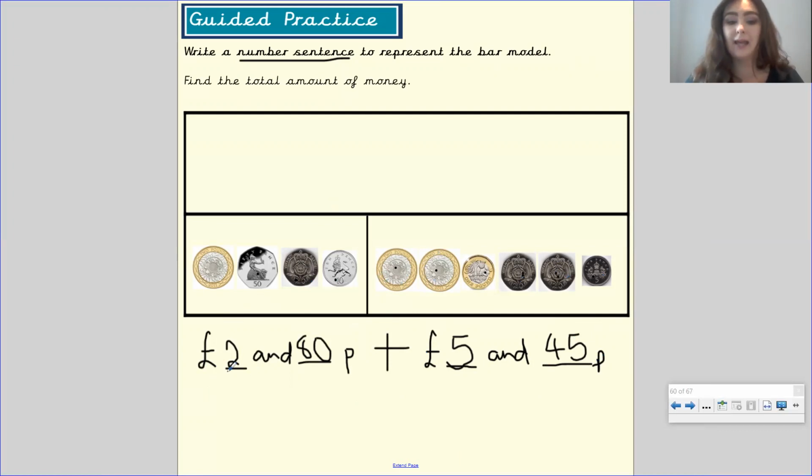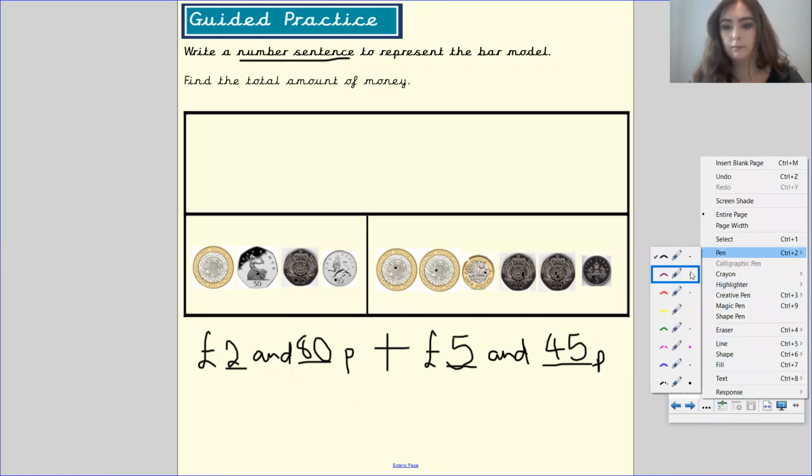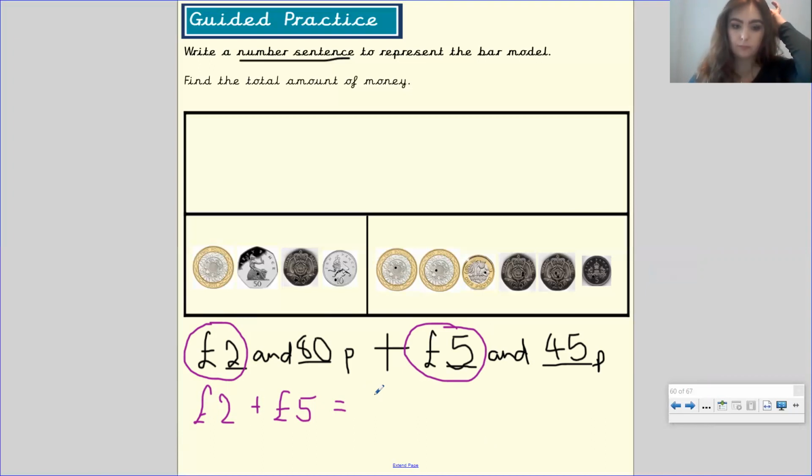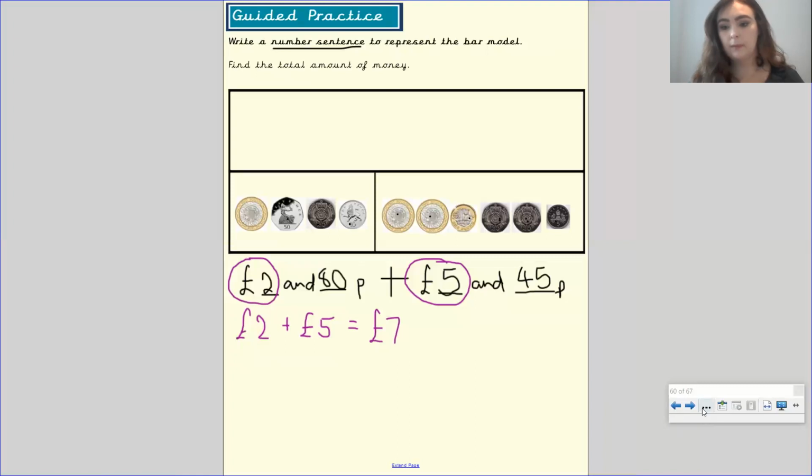Okay, so we're going to start with adding our pounds first. So have a look. We have got £2 and £5. So £2, add £5 first. What is £2 add £5? Pause the video and have a think. Well done if you got £7. So that's £7 there for us.